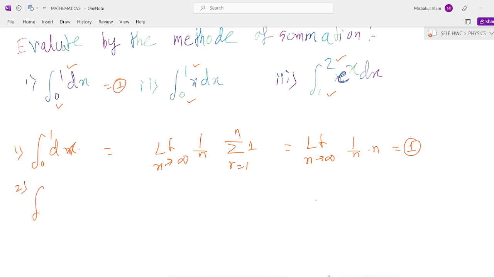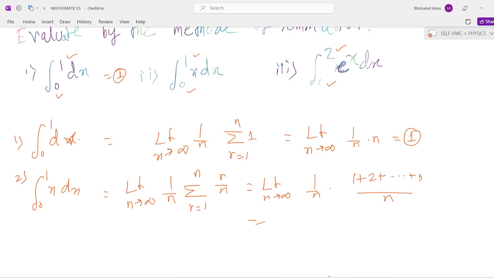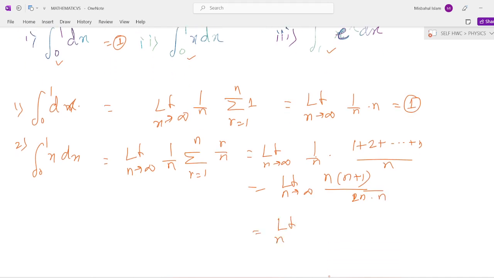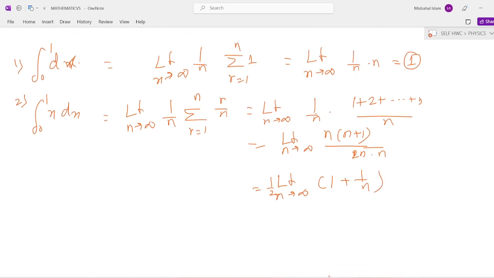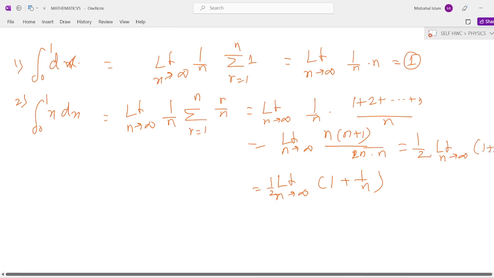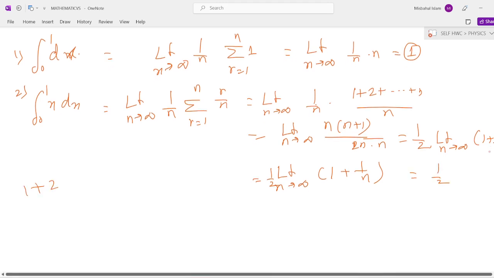Next question. Question number 2, 0 to 1 x dx is equal to limit n tends to infinity, 1 by n, summation of r equals 1 to n, r by n, which is limit n tends to infinity, 1 by n, and this series is (1 plus 2 plus dot dot dot plus n) by n. Using this formula, it is limit n tends to infinity, n into (n plus 1) by 2n, into n, which is limit n tends to infinity, 1 by 2 into (1 plus 1 by n). Okay, I repeat: 1 by 2, limit n tends to infinity, 1 plus 1 by n, which is equal to 1 by 2.